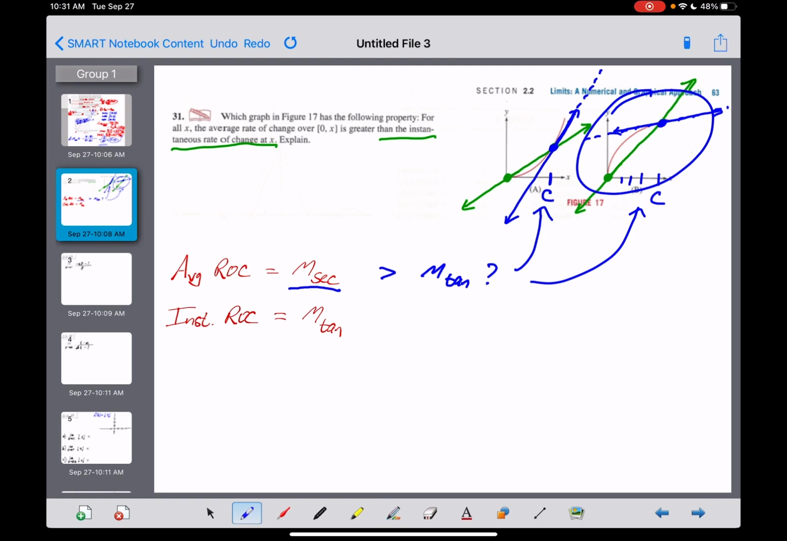Whereas in part A, the function that was increasing at an increasing rate, that tangent line is always going to be steeper than the slope of the secant. So our answer right here would be graph B.